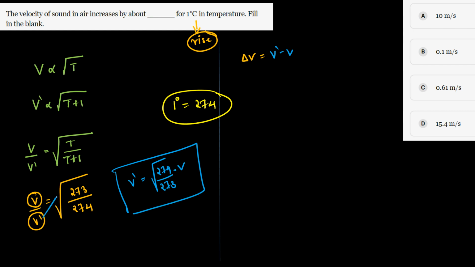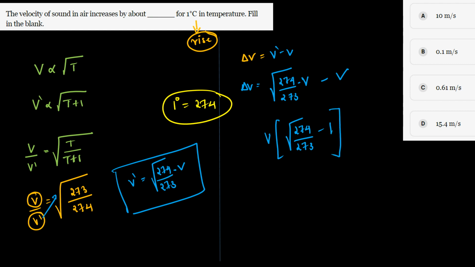I'm just transferring this to the other side, and the reciprocal is multiplied to the left hand side. Now delta V is going to be equal to V dash. What is your V dash? V dash is this one, square root of 274 divided by 273 multiplied by V, minus V. So I will take V common over here. So V, if I take common, I should be getting square root of 274 divided by 273, minus 1.